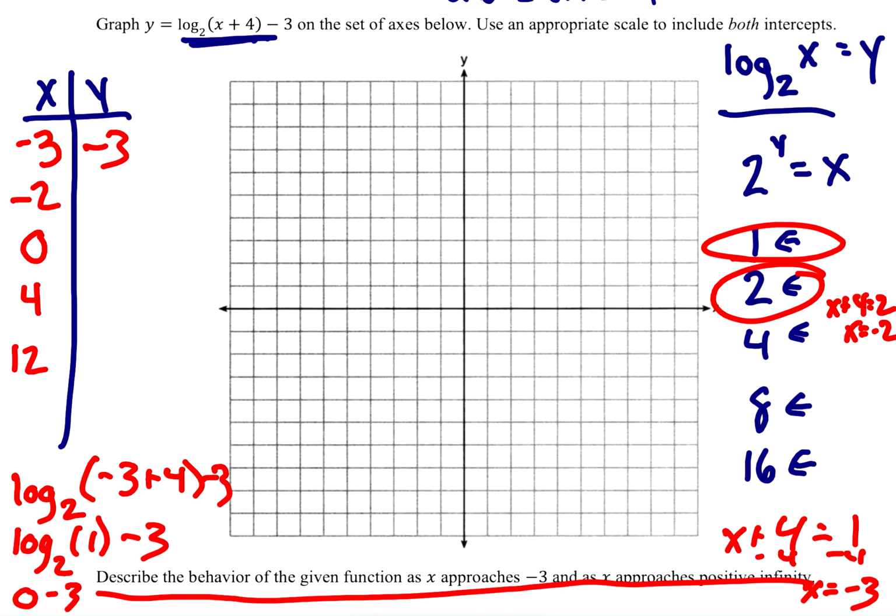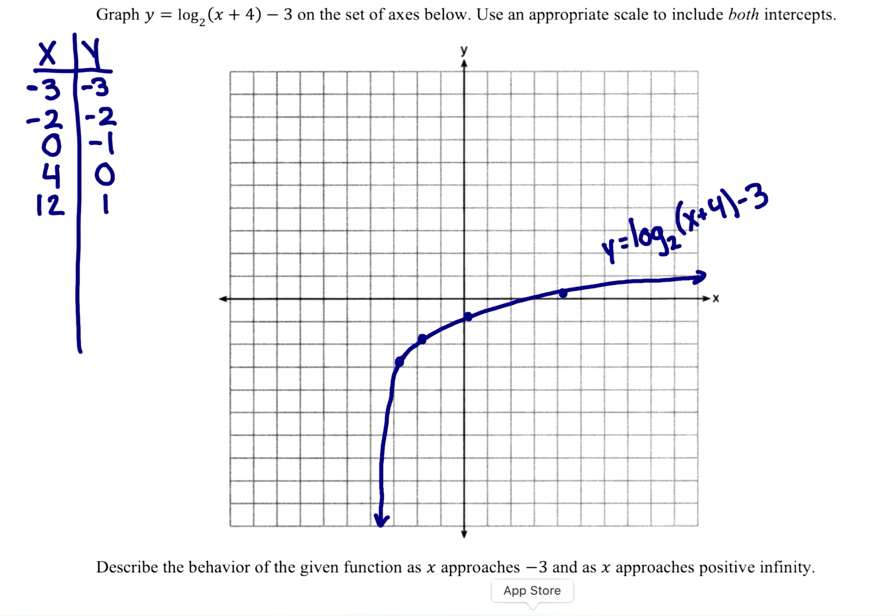So I'm going to show you what it should look like. It should look like this. I plot the points. Remember, it can't cross. This would be x equal to negative 4 as the asymptote here. So it's not going to cross negative 4.